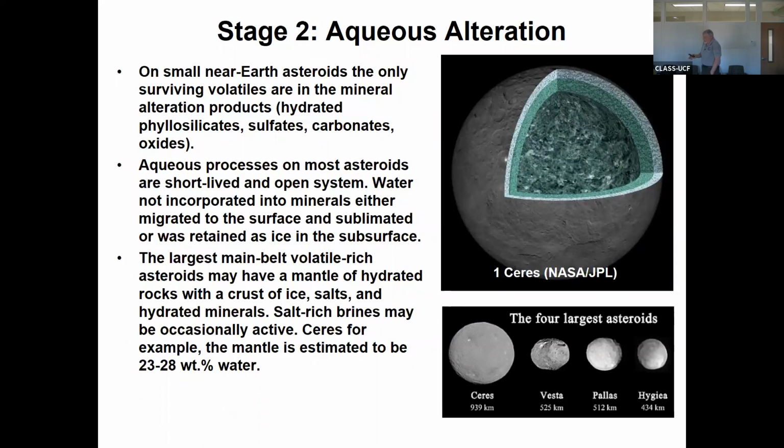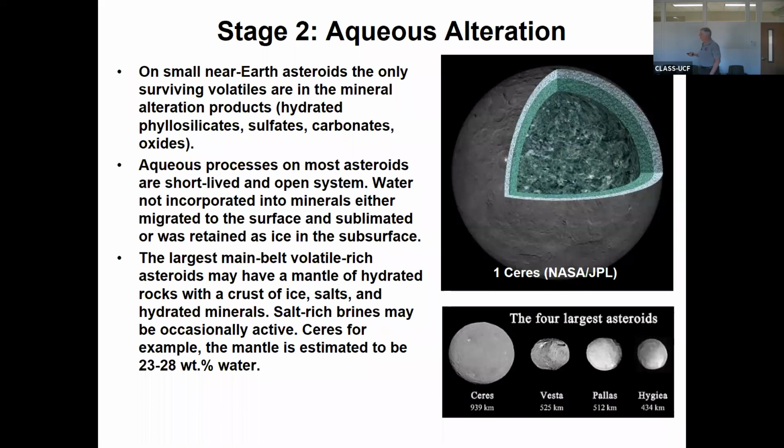So on small near Earth asteroids, the only surviving volatiles are going to be in the phyllosilicates, in the mineral alteration products. As I said, aqueous processes on small asteroids are short-lived and tend to be open system. So water that doesn't go into minerals migrates to the surface, or sometimes it's retained in ice, depending on how well insulated these asteroids are.